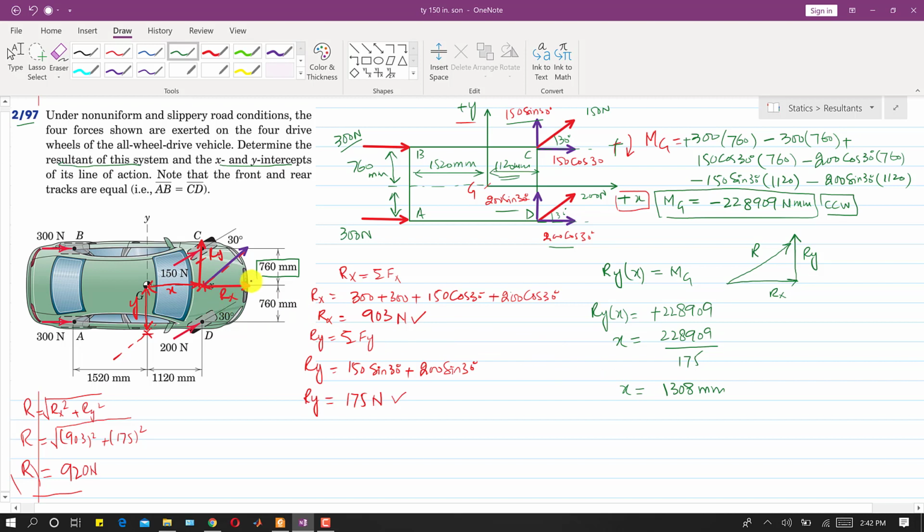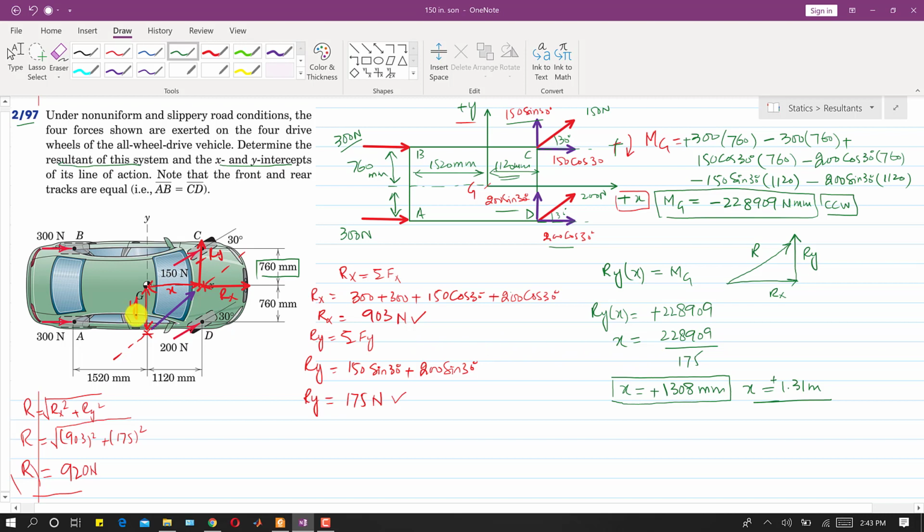If we move this resultant back to its original position, we can see that this x is in the positive x direction, so I need to put a positive sign here. And if we want this x in meters, we divide this by 1000, so we get 1.31 meters. So this is x in meters with plus sign.